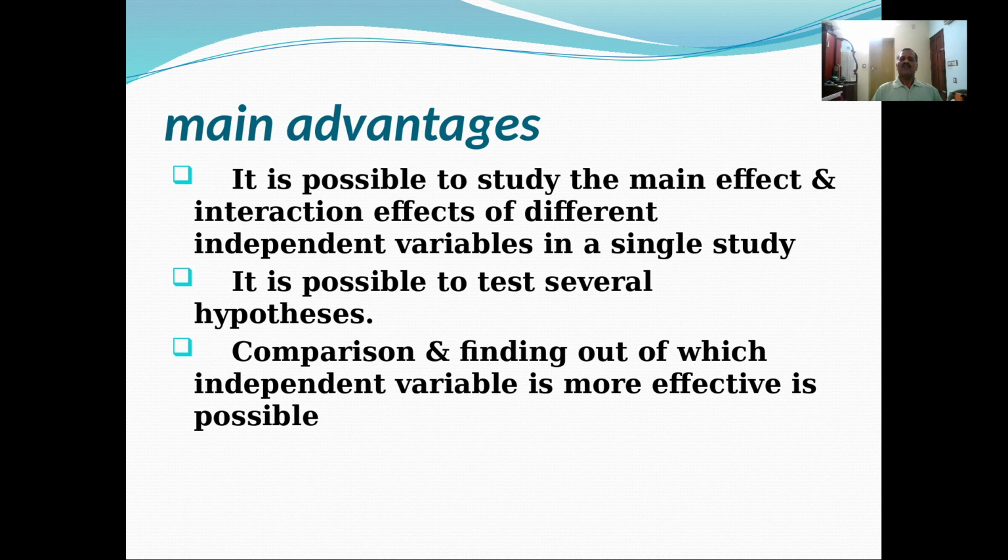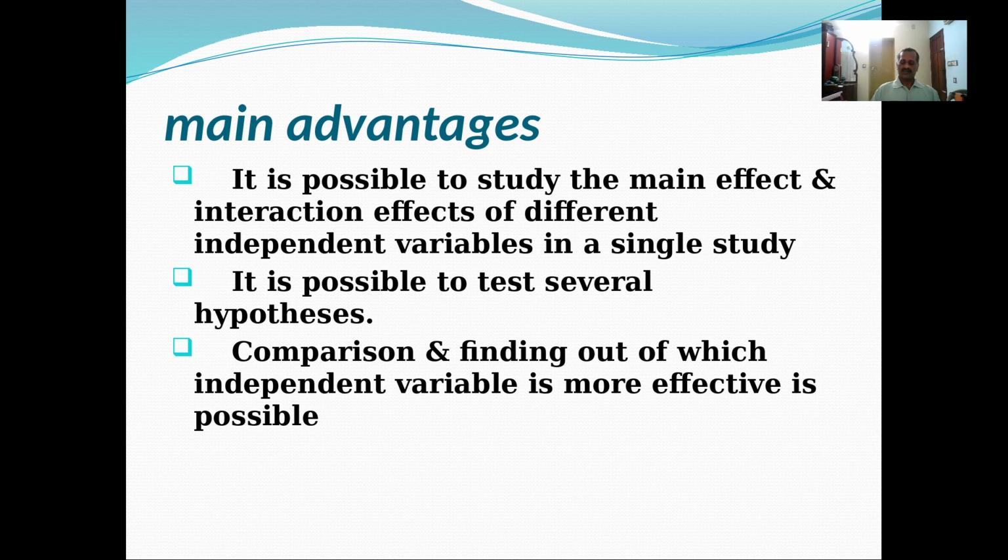And the third advantage is that comparison and finding out which independent variable is more effective is also possible. Lighting is more effective or temperature is more effective. So this comparison is also possible. So these are the major advantages of the factorial design.